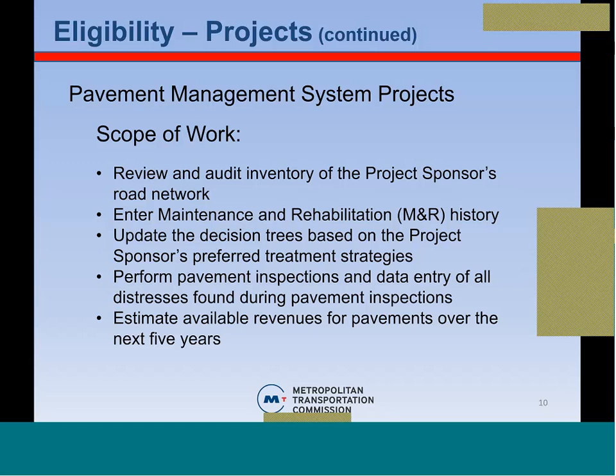They're going to actually go out on the street and perform inspections and do the data entry of all the distresses found during the pavement inspection. So they're going to look at the street segments that you've defined, and they're going to assign PCI values to those segments. And finally, they're going to provide an estimate of available revenues for pavements over the next 5 years. So you're going to tell them how much money you could have, and they're going to help you develop those scenarios.